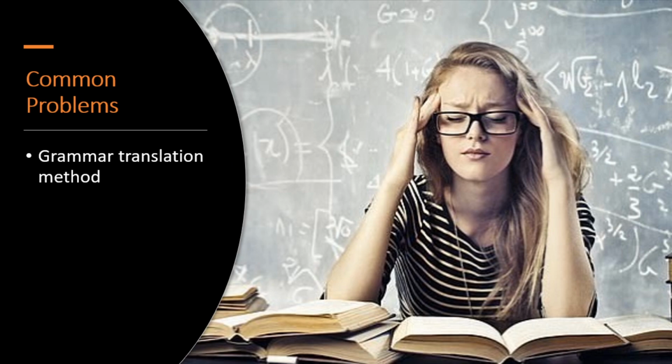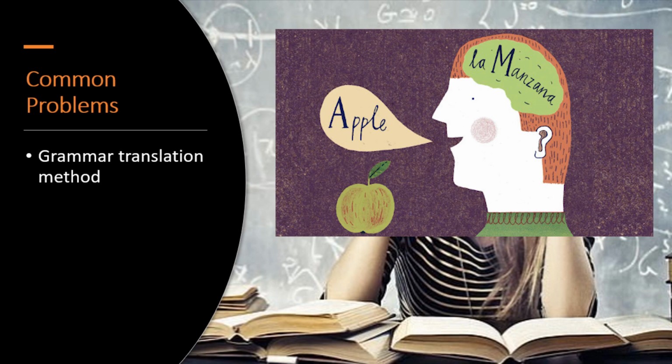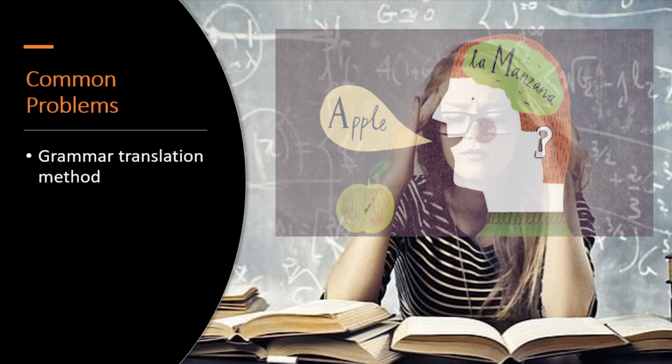The first most common problem is that people use the grammar translation method when trying to read a scientific paper. The grammar translation method is a very old method for learning a language. It's probably the method you used when you were in high school or middle school. Many teachers use this for beginner learners.